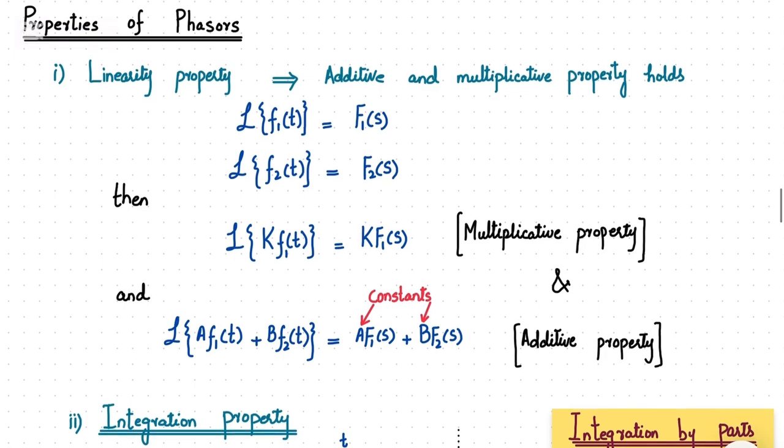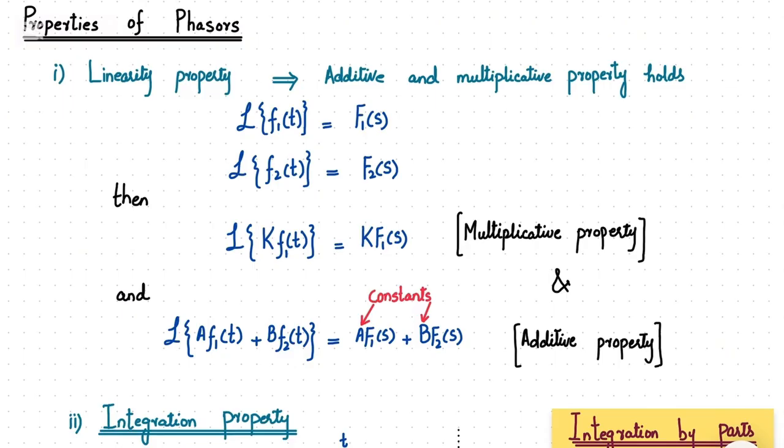Next are the properties of Laplace transform. First one is the linearity property. Linearity property is a combined name for additive property and multiplicative property. When we say that the Laplace transform is linear, it means additive property and the multiplicative property holds for the Laplace transform. Let's say we have two time domain functions, f1 of t and f2 of t. Laplace transform of f1 of t is represented by f1 of s, and similarly Laplace transform of f2 of t, let's say this is represented by f2 of s.